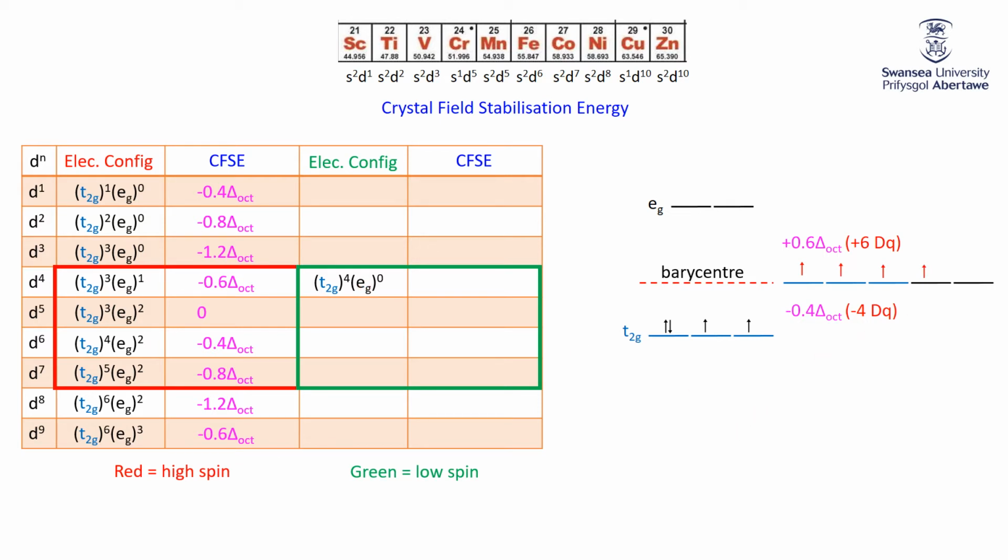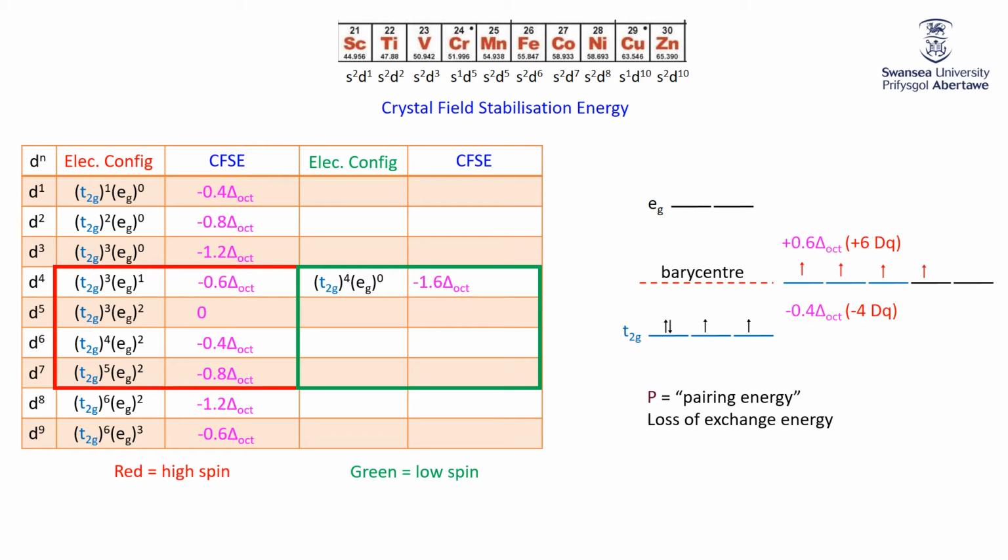In the barycenter, however, d4 is still 1, 2, 3, 4, all separated out. So let's compare these. First of all, we got 4 electrons that are stabilized by minus 0.4. So we get minus 1.6 delta oct. But we have now here got a paired electron, whereas we don't have that up here. And pairing is bad for 2 reasons.